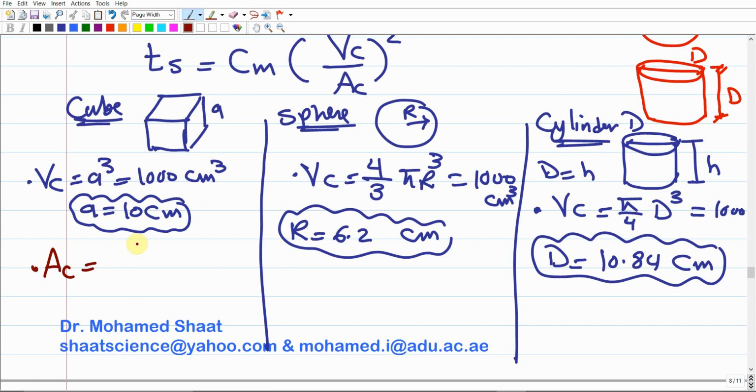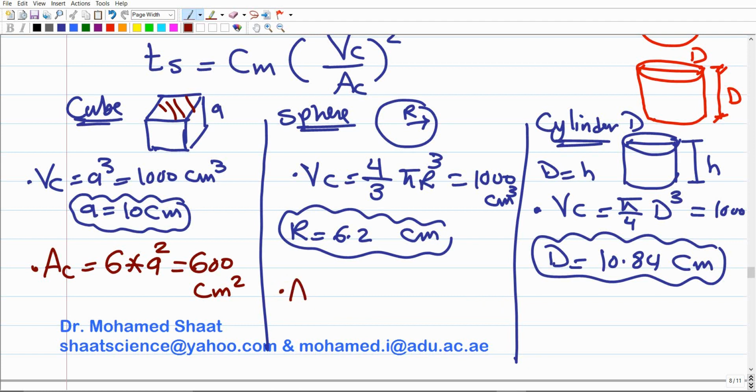Then your objective is just to calculate the surface area of each casting. The surface area of the cube is 6 times A squared, right? Because each face has an area of A squared, times 6 faces. So this gives us 600 centimeter squared, because A is 10, so it's 100 times 6, which is 600 centimeter squared.